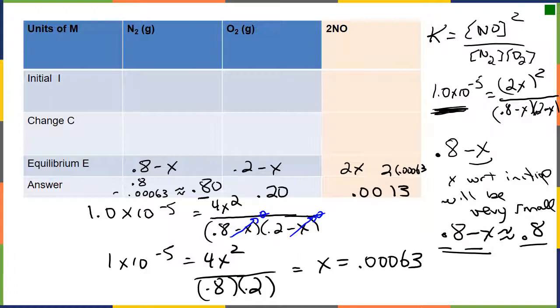When K is small, and when we mean small, less than about 10 to the minus 4, we can set the change here, our x with respect to the initial, equal to 0. So we will be setting these changes here equal to 0. What does that do? That dramatically simplifies our math, because the last thing we want to do is the next step, which is the quadratic.